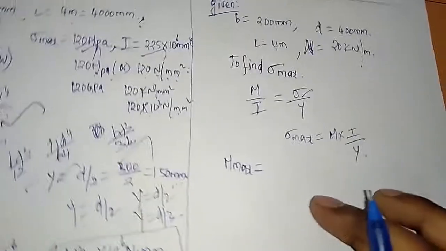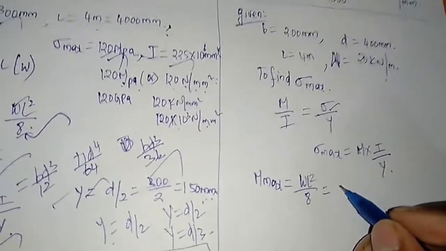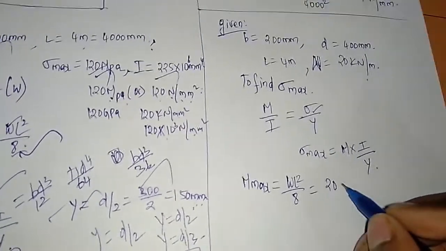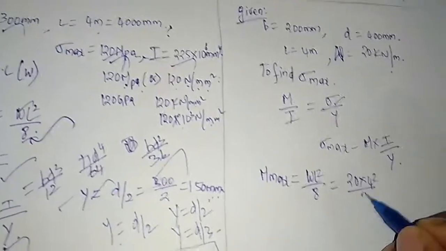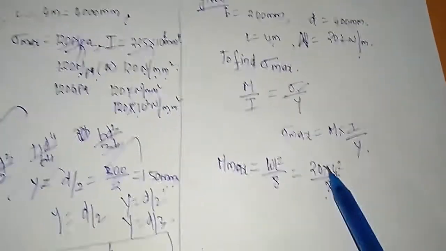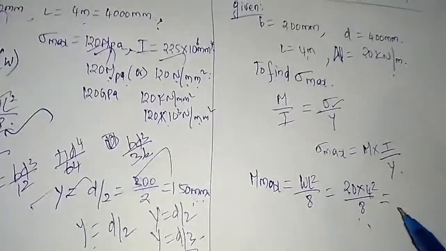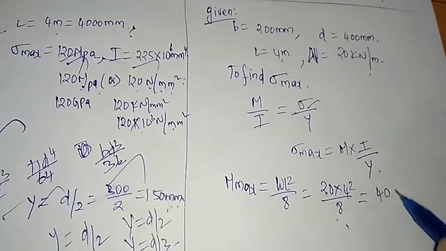So first, what is the moment formula? Maximum moment for a simply supported beam with UDL over the entire span is WL square by 8. So your M is 20 into 4 squared by 8. In this equation I am substituting everything in meter, 4 meter and 20 kilonewton per meter, so the value will also come in meter only. So it is 40 kilonewton meter.